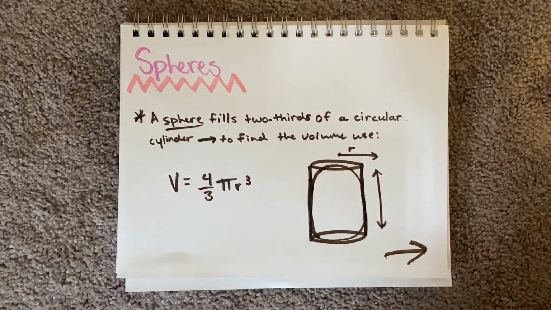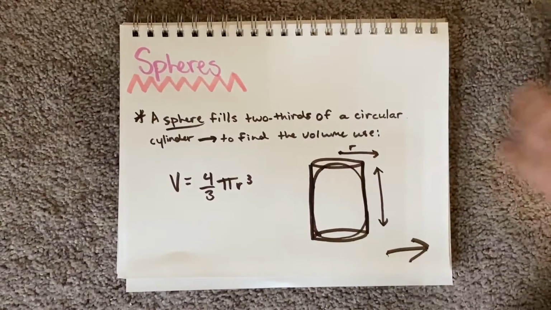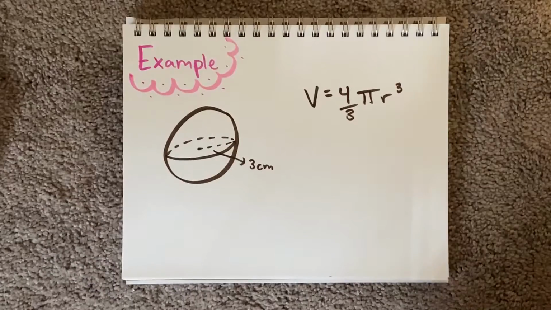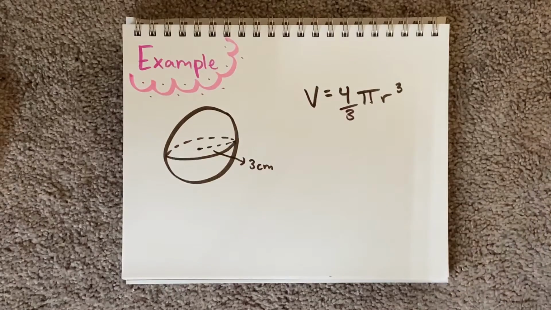Spheres. A sphere fills 2/3 of a circular cylinder. And to find the volume, use the formula, volume equals 4/3 times pi times the radius cubed, or to the 3rd power. Now let's try an example. For this example, I have a sphere with a radius of 3 centimeters.